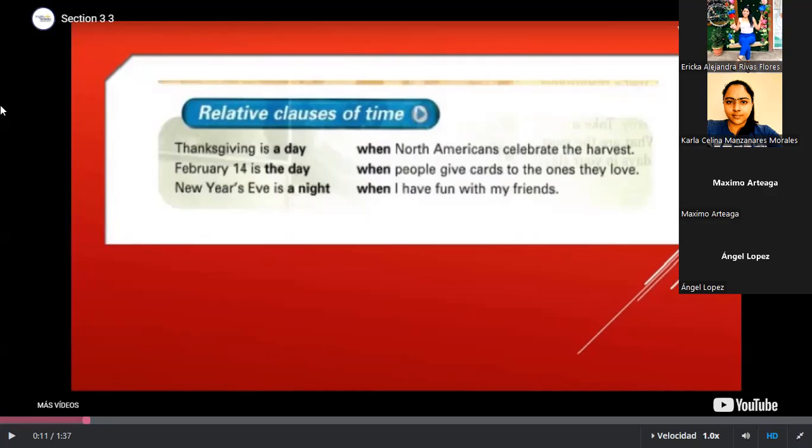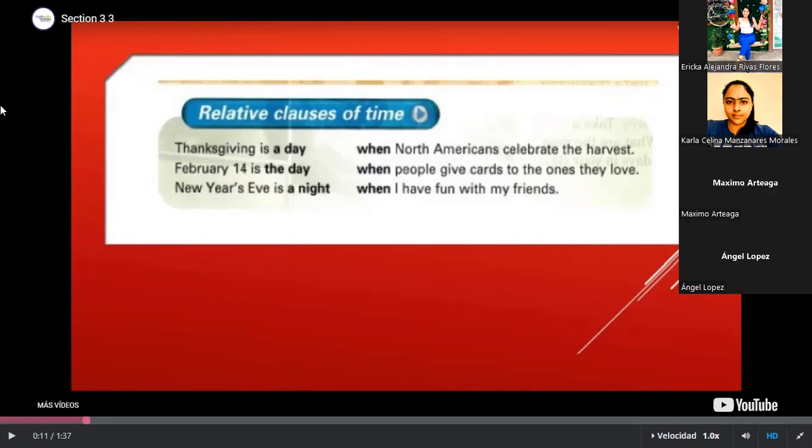February 14 is the day when people give cards to ones they love. New Year's Eve is a night when I had fun with my friends. Cada una de estas oraciones, las que van seguidas del when, simplemente muestran una información adicional a la oración principal que nosotros estamos utilizando. Eso es una cláusula relativa.